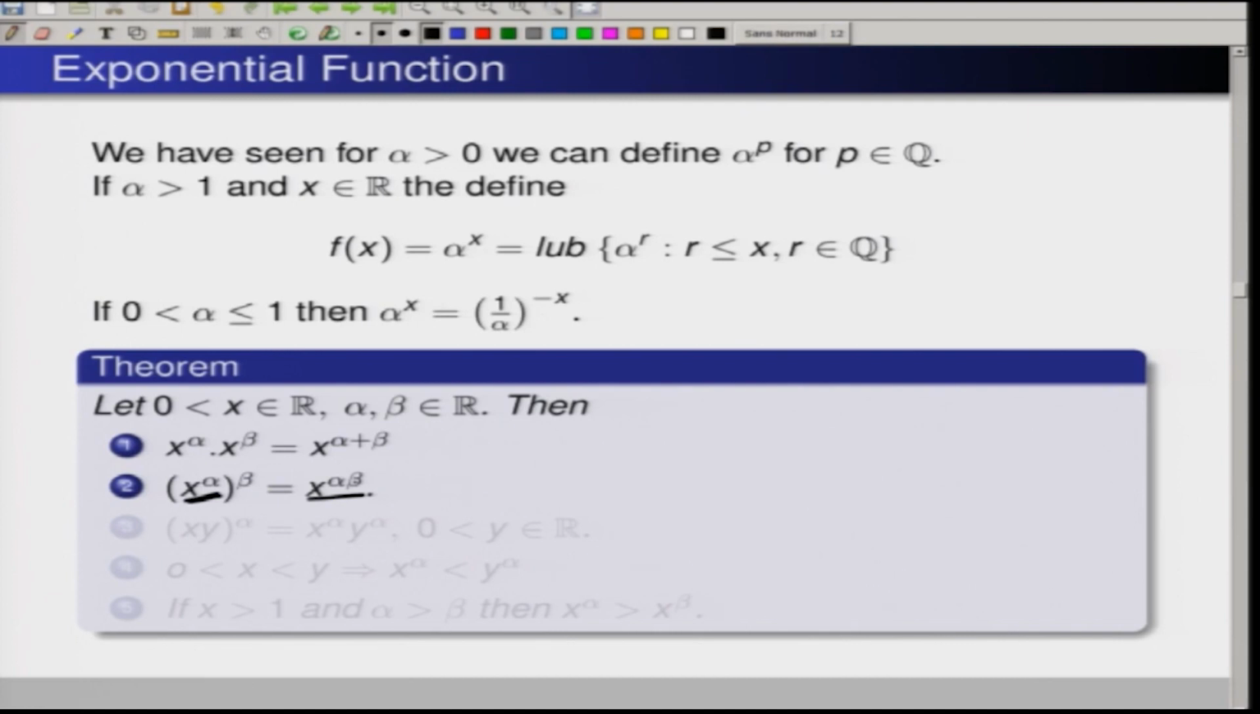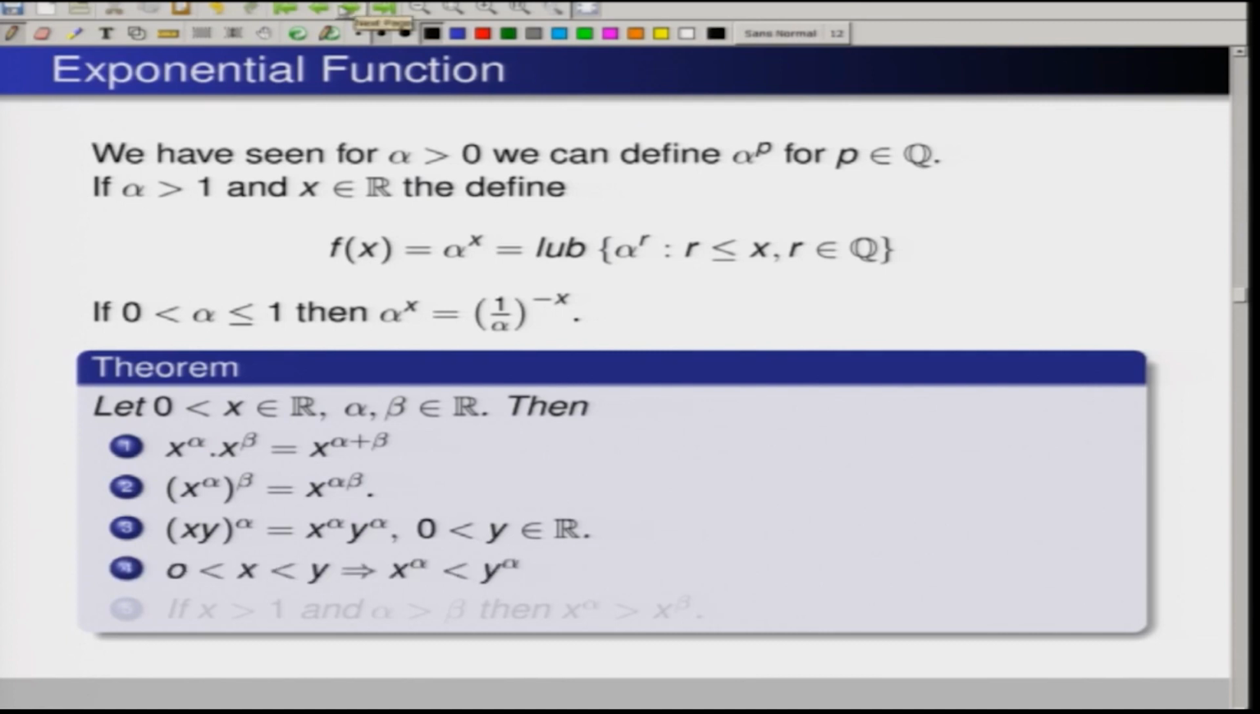This is the law of indices that we have done for the rationals also. Similarly, if I take (xy) to the power alpha, this is going to be x to the power alpha into y to the power alpha. Obviously, for any power to be defined, we need to assume that x and y are both positive real numbers.